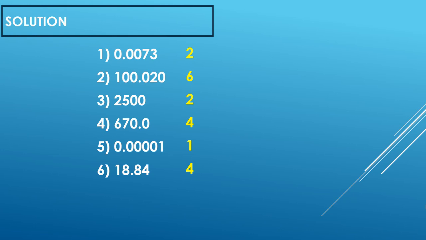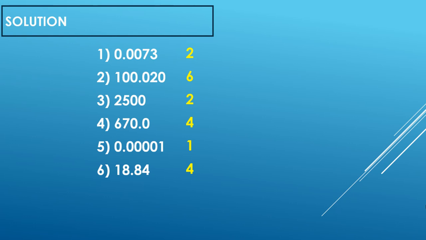All right, so in this first one, all of those zeros are to the left of the first non-zero number. They are not significant. So there's only 2 significant figures here. In number 2, all of those zeros are significant. You have those first 3 in between 2 non-zero numbers, and the trailing 0 is in a number with a decimal. So we have 6 significant figures.